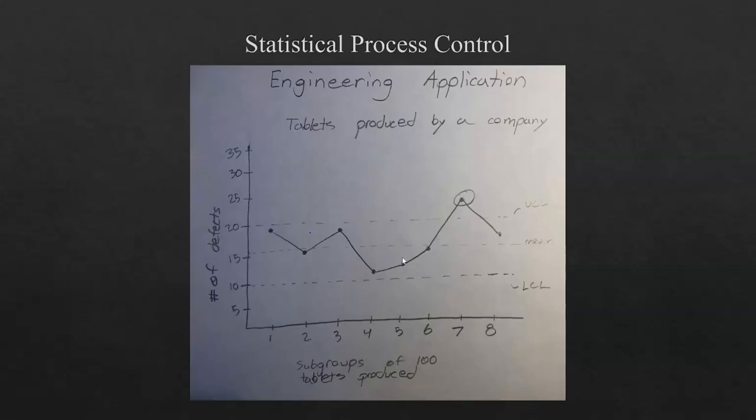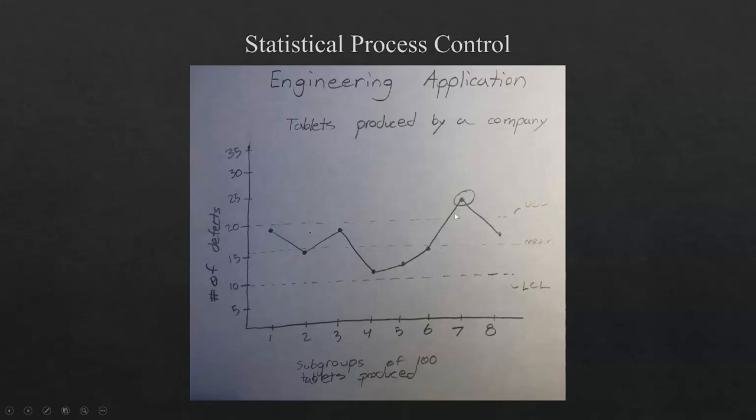For my engineering application, I decided to use tablets produced by a company. So let's say the bottom here, the x-axis is subgroups of 100 tablets produced, and then the y-axis is the number of defects. So if each of these is 100 tablets produced, we can see that most of them differ greatly from the mean. But if we look at it in total, we can see that they start to average towards the mean, which is good because that means we have predicted correctly.